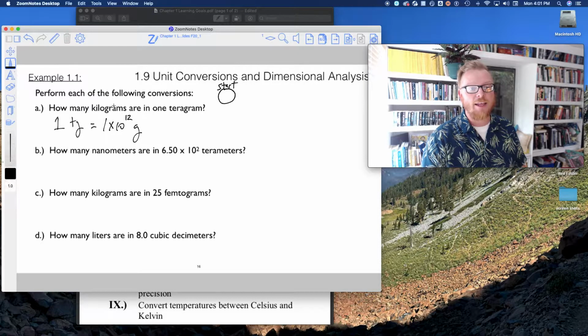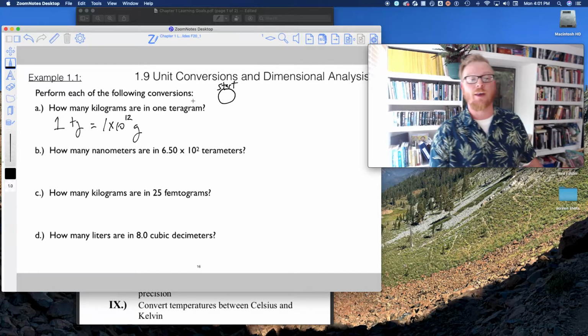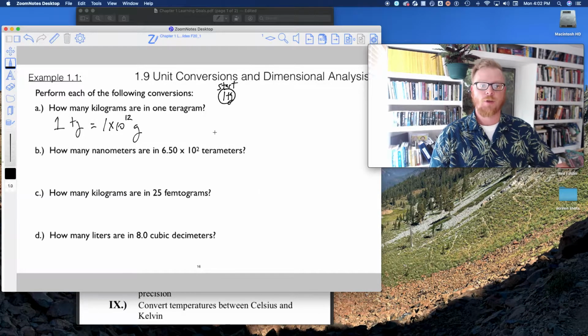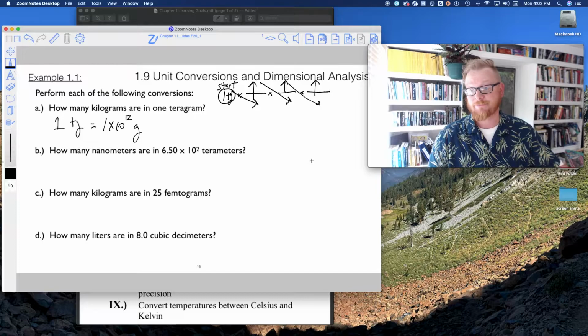And in this problem, how many kilograms are in 1 teragram? Well, we were only given one number to begin with, so that's where we're going to start, with 1 TG. We're going to start with whatever number we have. And then the process is going to be a series of multiplications and divisions. And the pattern that I like to do is to start at the top and go to the bottom. And then go up, and then go to the bottom. And then go up, and then go to the bottom, and then go up until I'm done.